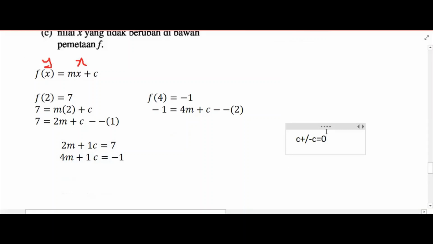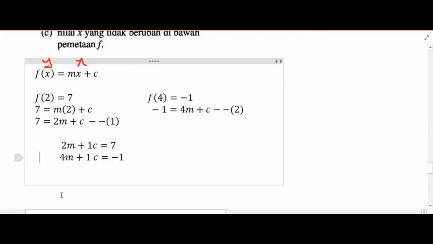C tambah c jadi kosong ke c tolak c jadi kosong? C tolak c. Yes, minus. So here I'm going to minus. Tolakkan. Jadi 2m tolak 4m berapa? 2 minus 4 is what? Negative 2m. c minus c 0 lah. Tak ada sudah. C tolak c hilang. 7 minus negative 1. What is the answer? 6. No. 7 minus negative 1 is 8. Sebab tolak-tolak tambah. Okay, so m berapa answer?